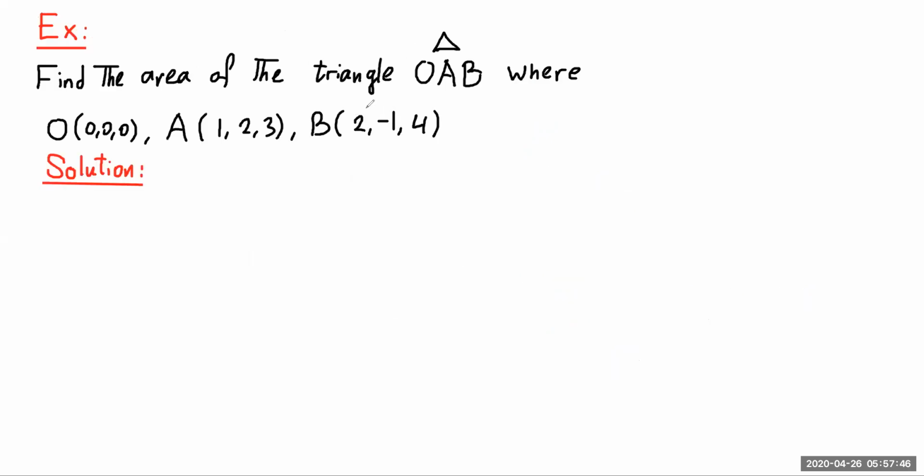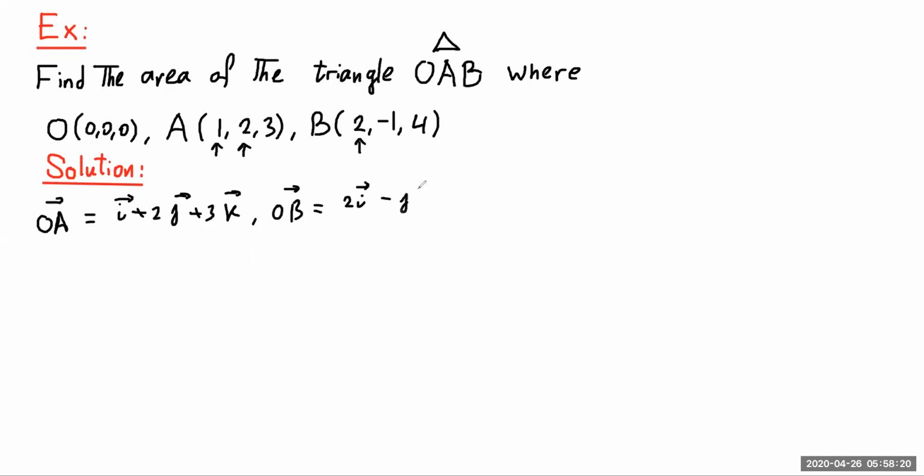Exercise. Find the area of the triangle OAB where O is (0, 0, 0), A is (1, 2, 3), B is (2, -1, 4). Let's write the vector OA. What will the vector OA be? It's 1 for I, 2 for J, 3 for K. So 1I plus 2J plus 3K. Now the vector OB will be 2I minus J plus 4K.